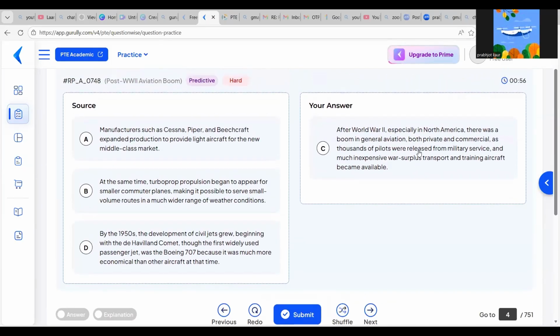After World War II, especially in North America, there was a boom in general aviation, both private and commercial, as thousands of pilots were released from military service and much inexpensive war surplus transport and training aircraft became available.